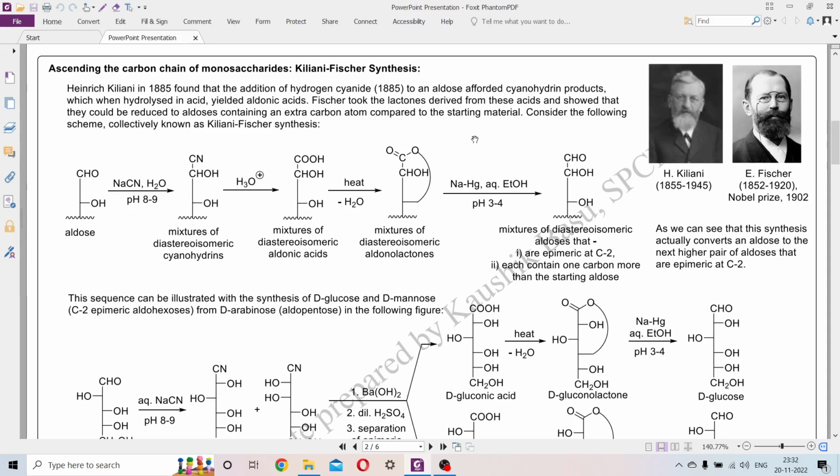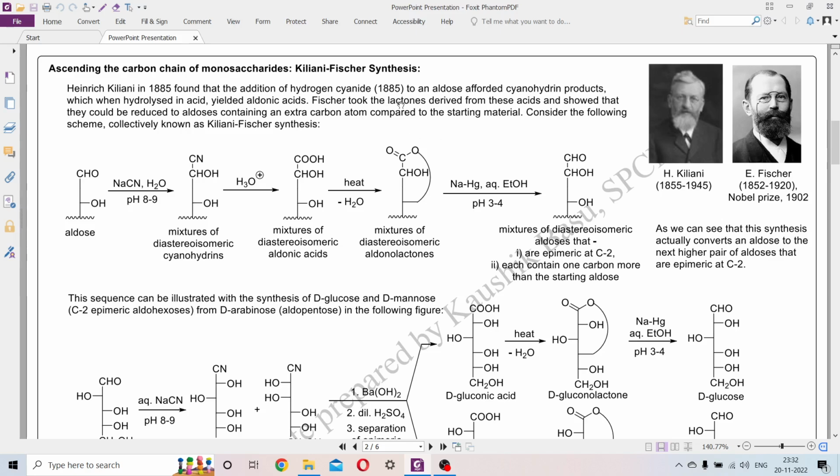That means we want to increase the carbon chain of any carbohydrate or monosaccharide by 1 carbon unit. That is called chain ascension. And if the reverse reaction is possible, that we can reduce the carbon chain by 1 carbon unit, then that's chain degradation. In chain ascension, we have the famous Kiliani-Fischer synthesis.